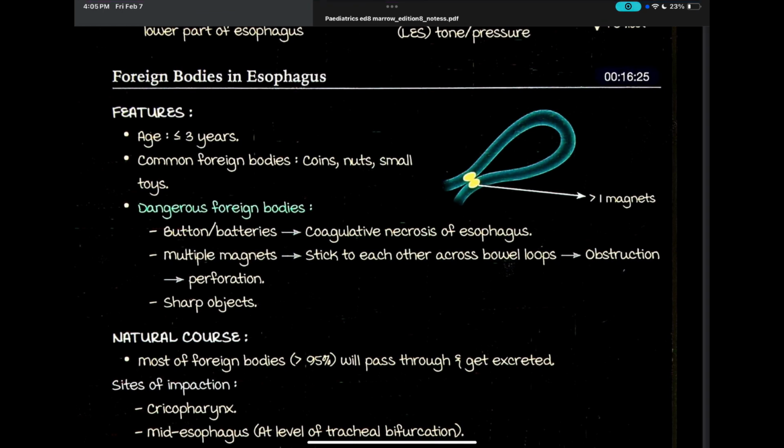Foreign body in esophagus. Features: age less than or equal to 3 years. Common foreign bodies: coins, nuts, small toys. More than one magnet is shown in the image. Dangerous foreign bodies: button batteries. Coagulative necrosis of esophagus. Multiple magnets stick to each other across bowel loops, obstruction, perforation.